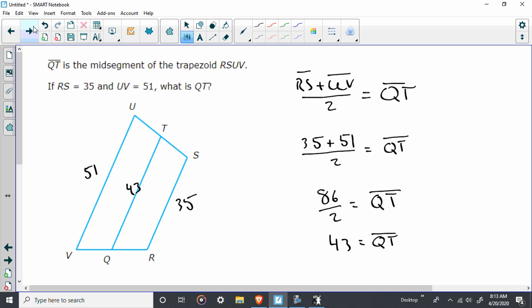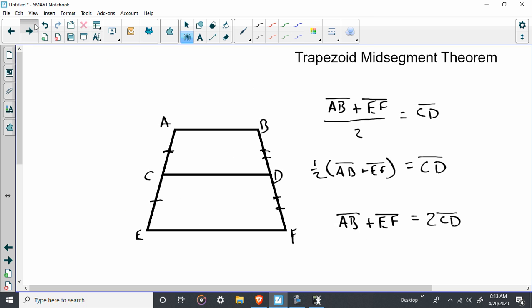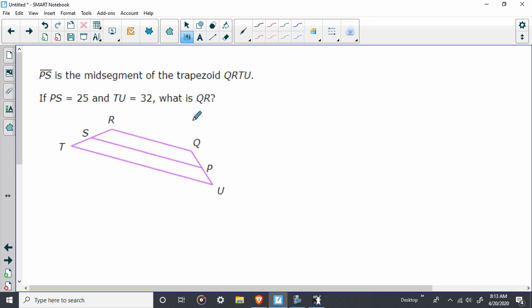Okay. Why I wanted to come back to this one second was that it's set up a little bit differently. So I said PS is the mid-segment. PS is 25. QR is what we want to know, right? And what else did they give you? And TU is 32. Okay.